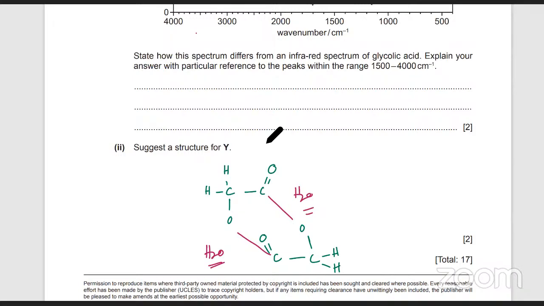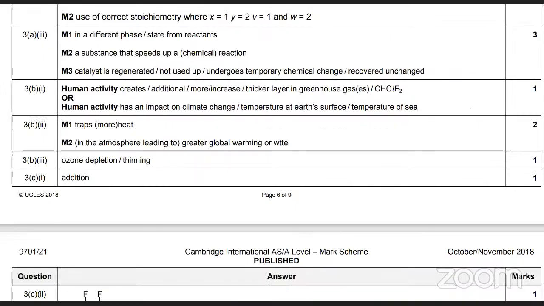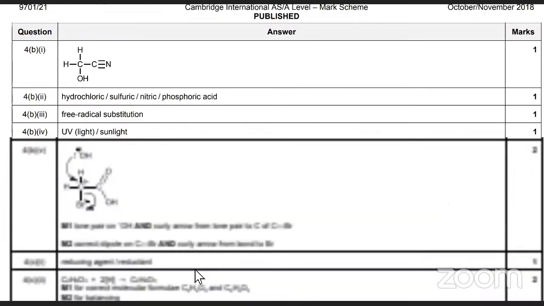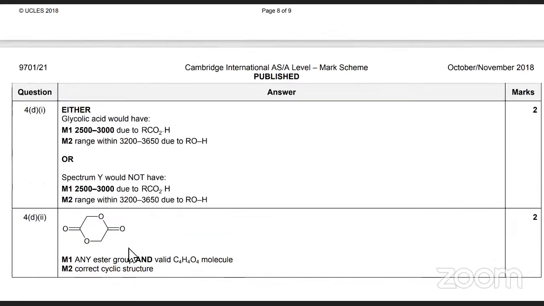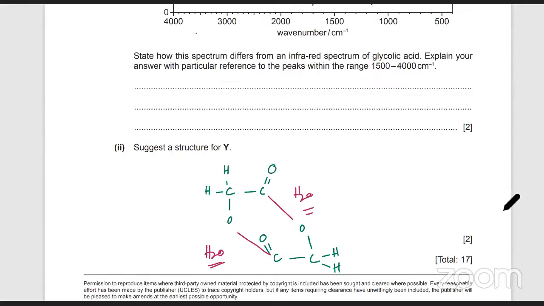Let me check the mark scheme. They do it like this. He didn't ask for the skeletal formula, right? He just wants the structure. That's the same thing, by the way. It's two carbon atoms, and then you have an ester link, and then the double bond O. Okay, is this clear?